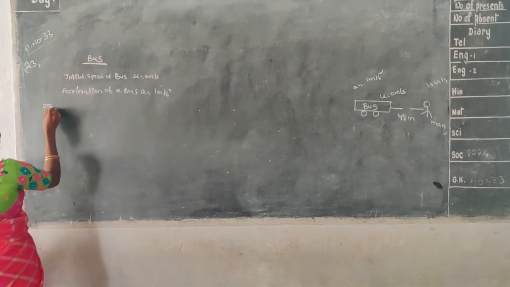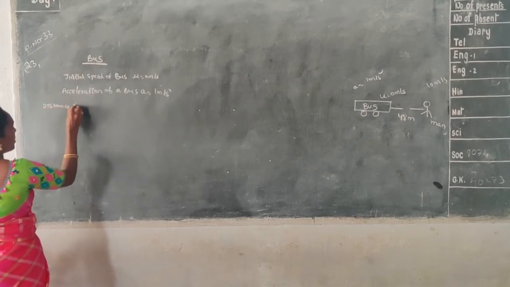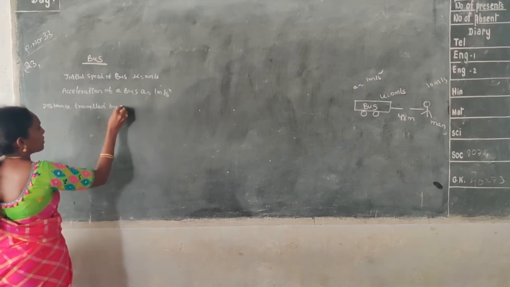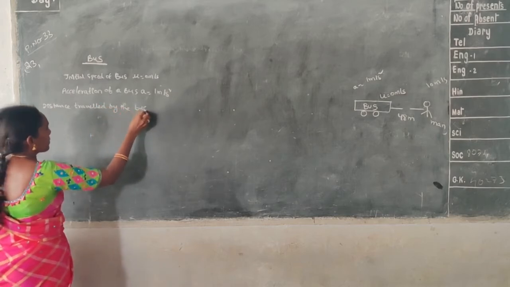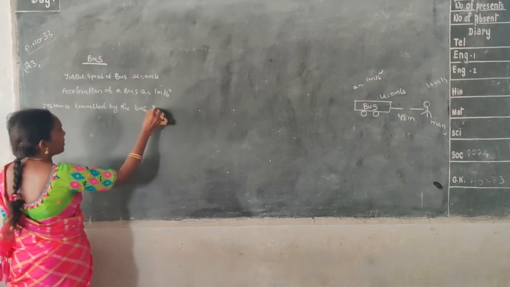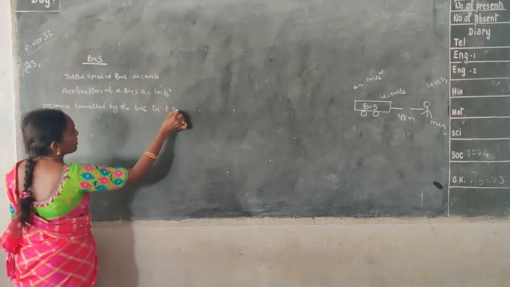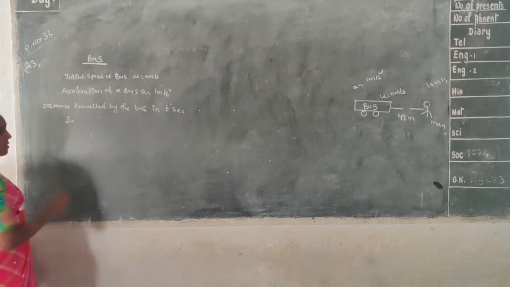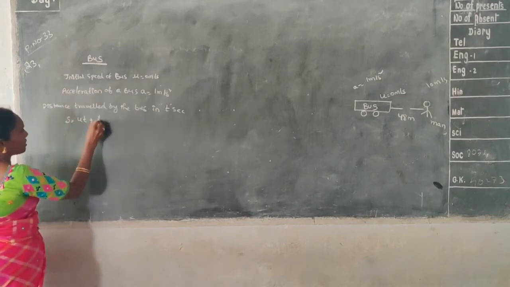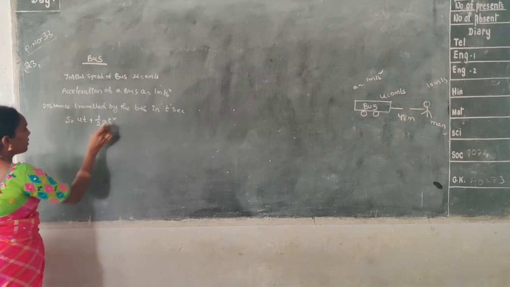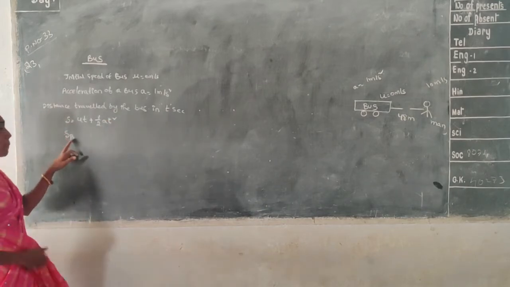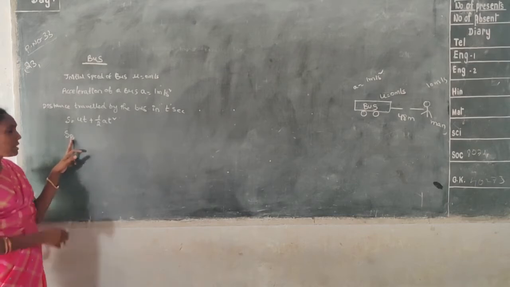Distance travelled by the bus in time t seconds. Here the distance travelled by the bus formula is s is equal to ut plus half at square. Now S means SB, B indicates bus.